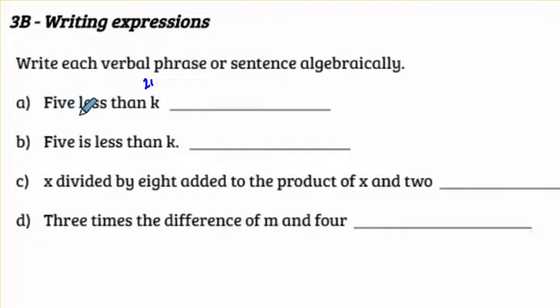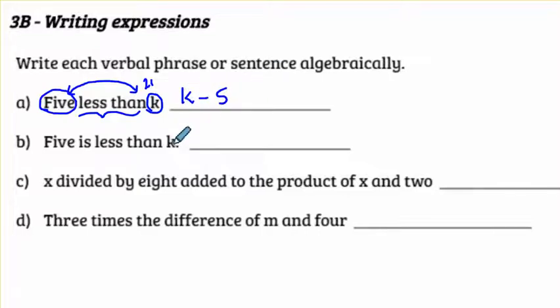So less than is one of those turnaround phrases that we saw on that hot pink sheet in your INB, where you have to take the last term and put it in front, and you take the first term and put it behind. So that one is going to turn into k minus 5.